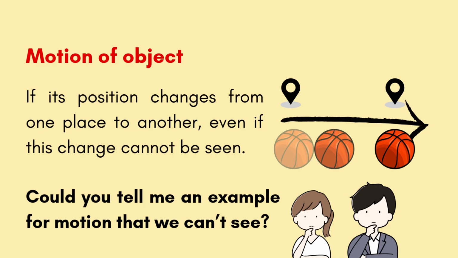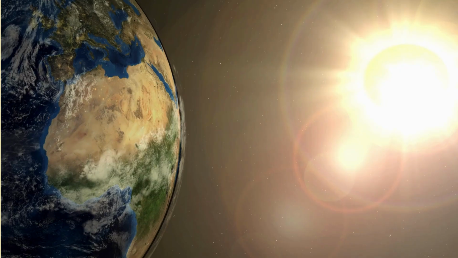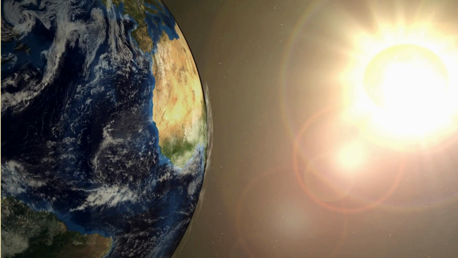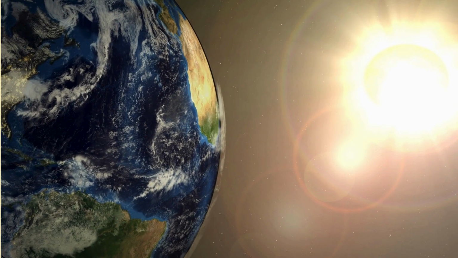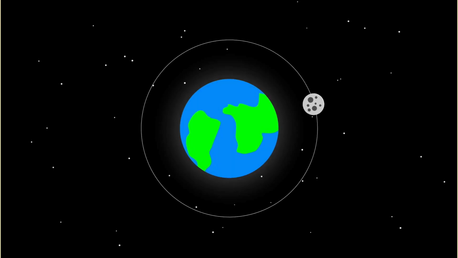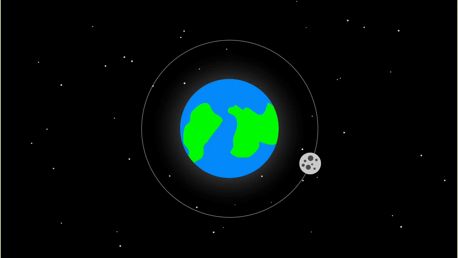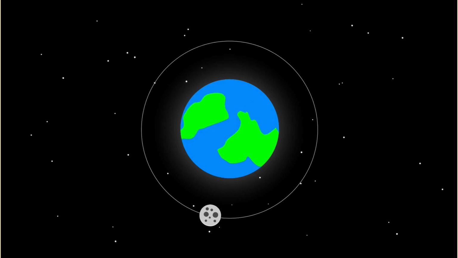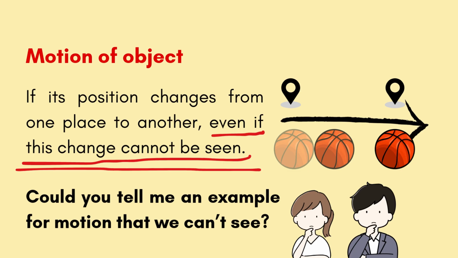Okay, so even this motion can't be seen, as we can't see the Earth planet when it moves around the sun, but we know that this is motion. So also the moon, it moves around the Earth. We can't see this motion, but we know that the moon moves because it changed its position. So this is the meaning of a change that can't be seen. Those are examples for the motion that can't be seen.